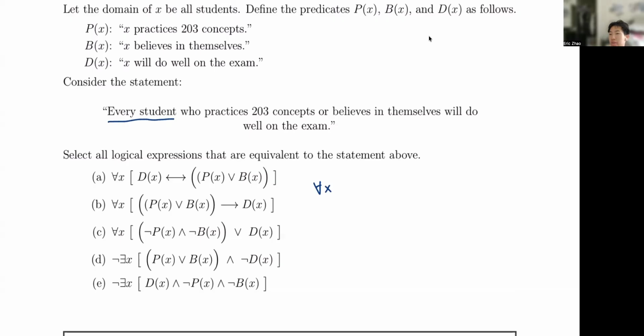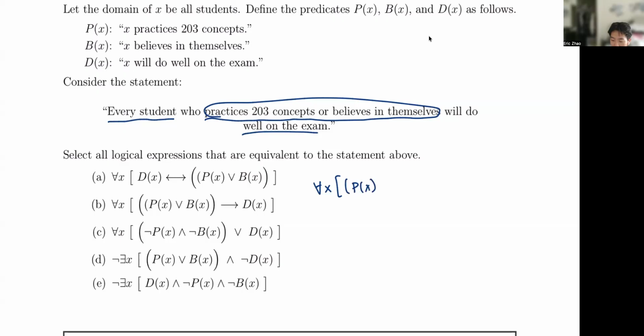So basically we need an if-then. We have an implication. Everyone who does this, meaning if they practice this or believe in themselves, will do well in the exam. So it'll look like this: for all X, if P of X or B of X, then D of X.